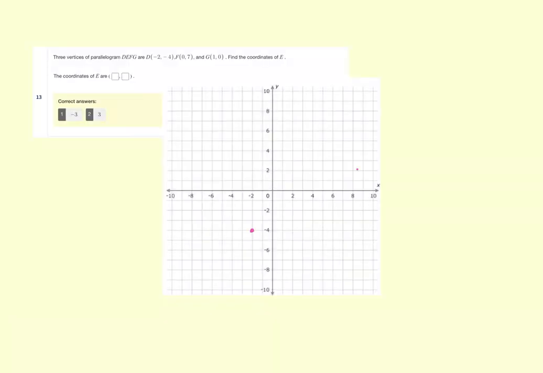-2, -4 was D. 0, 7 was F. 1, 0 is G. Okay, and D connects with G, and G connects with F, so E has to be somewhere over here. 1, 2, 3, 4, 5, 6, 7. Shh, guys, back one. 1, 2, 3, 4, 5, 6, 7. Back one. There's your negative 3, 3.